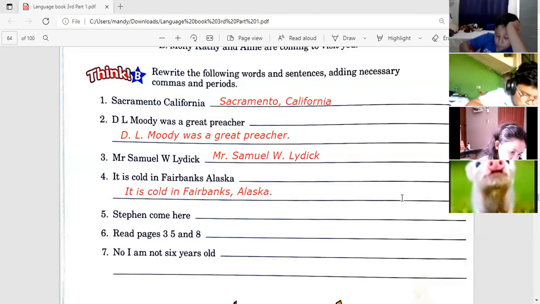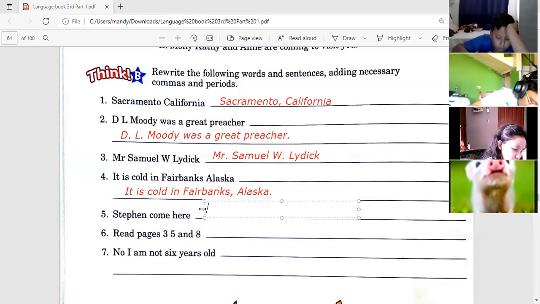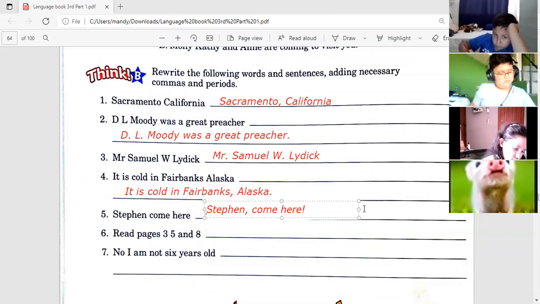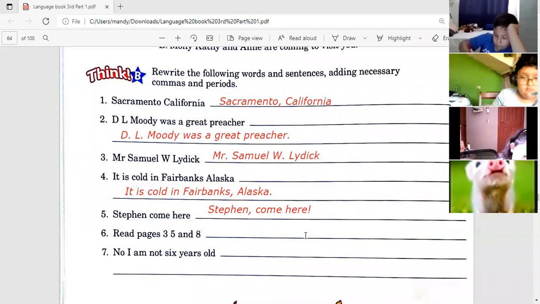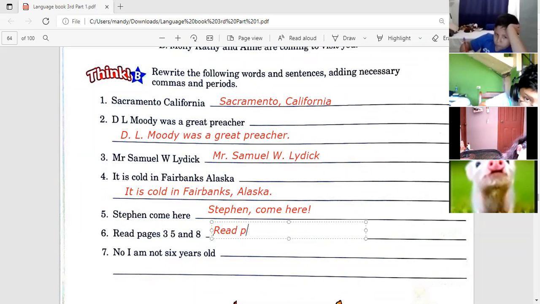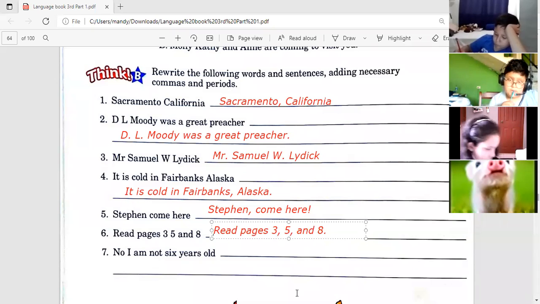Okay, next one. Stephen, come here. Okay. So in that case, this one is the name of a person. Maybe it's a boy. Stephen, comma. Okay, come here. Yes. We write an exclamation point at the end. Yes. Okay, then we have read pages 3, 5, and 8. In that case, it's a series of numbers. So we write 3, 5, and 8. Yes, and period at the end.